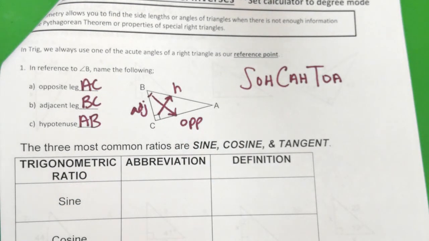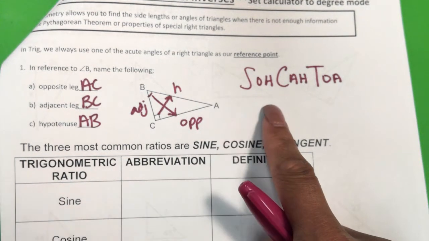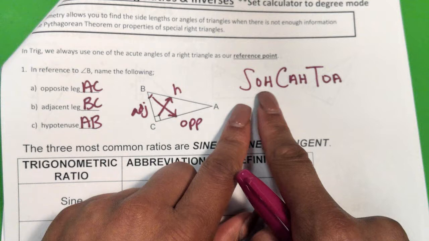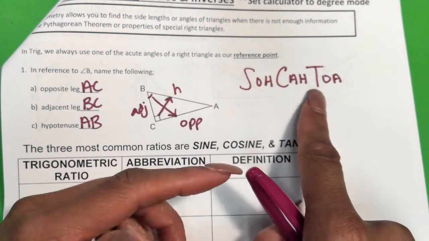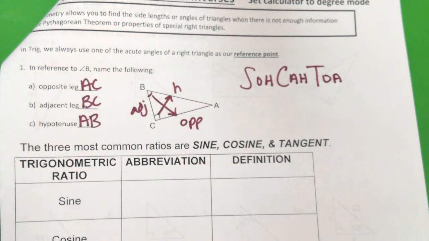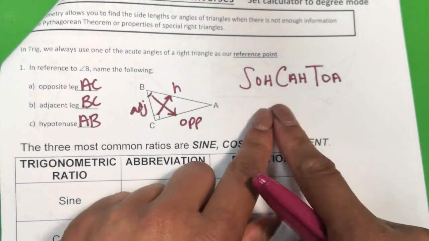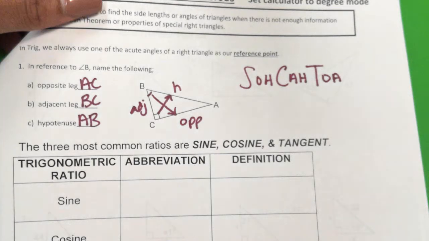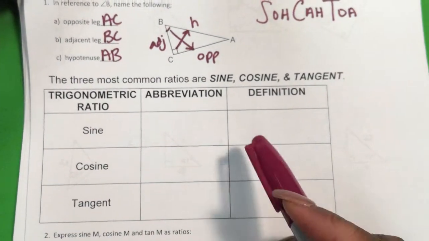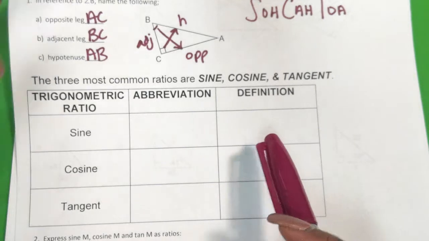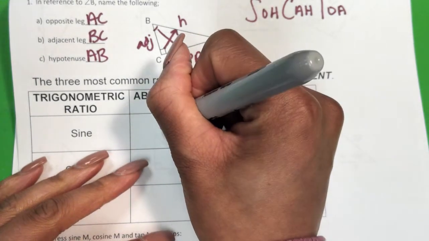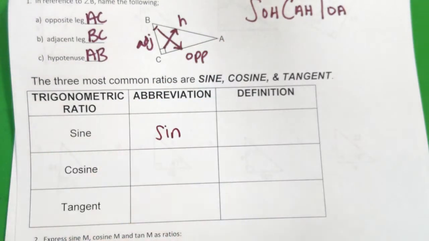You can make up your own acronym, or what my teachers taught me was: some old hippie caught another hippie tripping on acid. It's funny and hopefully not relatable to any of you guys, but it did help me remember the acronym. The most common ratios are sine, cosine, and tangent. The abbreviation for sine is just S-I-N, but it's pronounced sine with an E and not sin, as the abbreviation says.